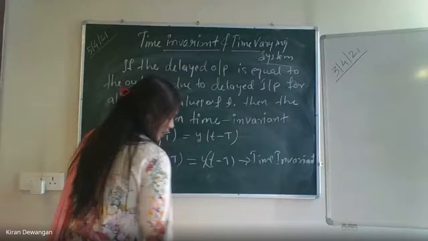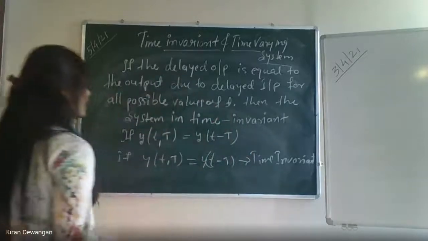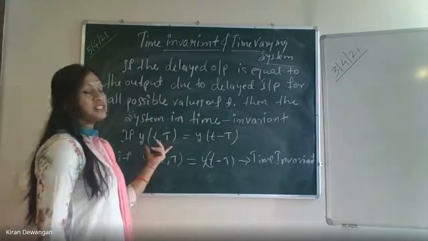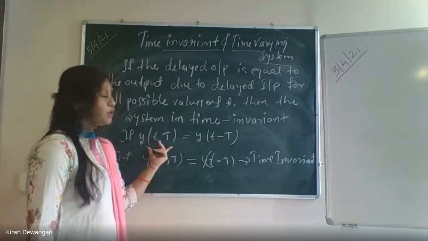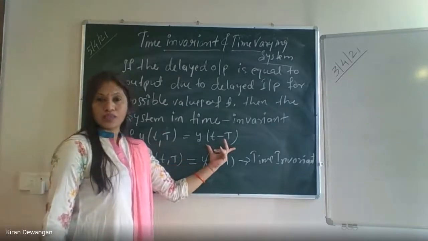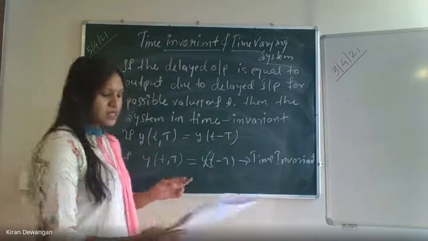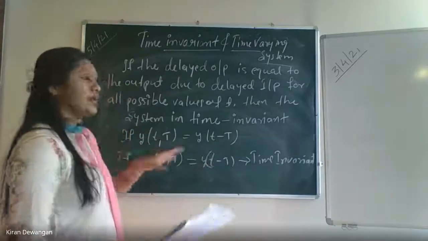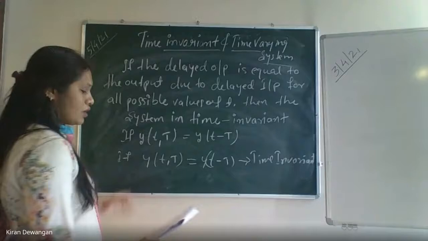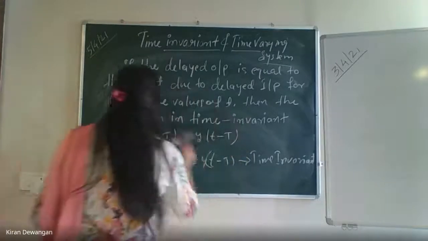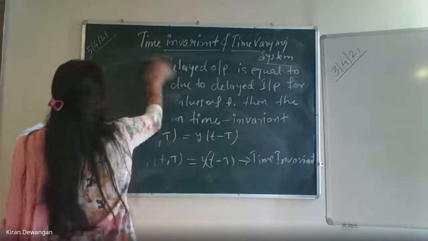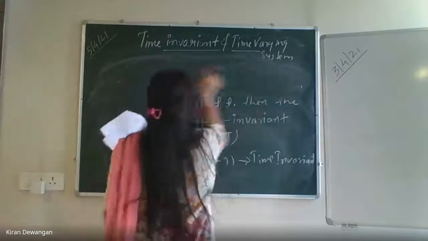ठीक है, otherwise it is a time variant system. मतलब ये condition, this is the output due to shift in the input and this is the shift in the output itself. So these two have to be same, then we call it a time invariant system. Now there are certain things that we need to know to check if the system is time invariant or not.